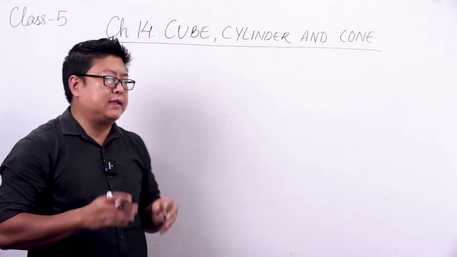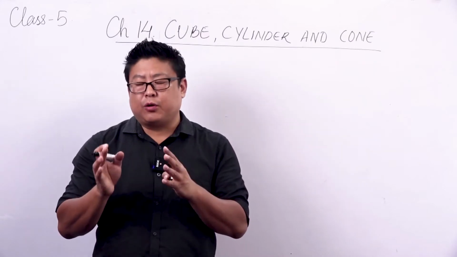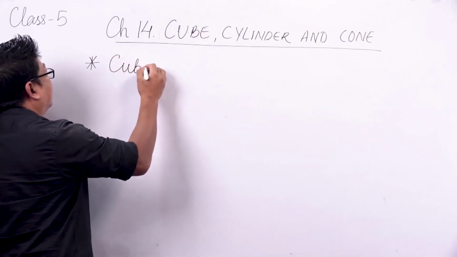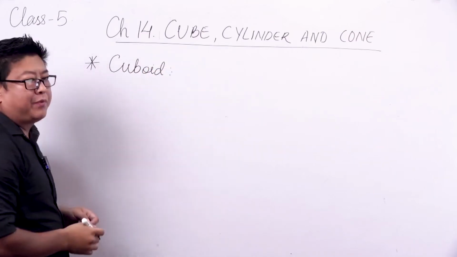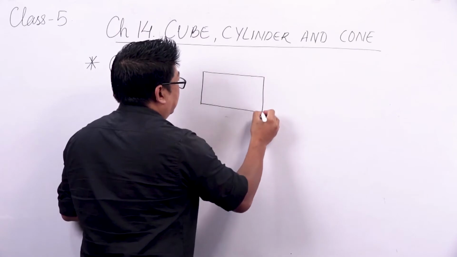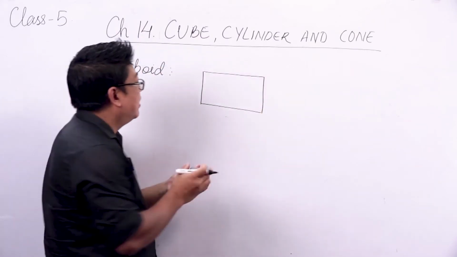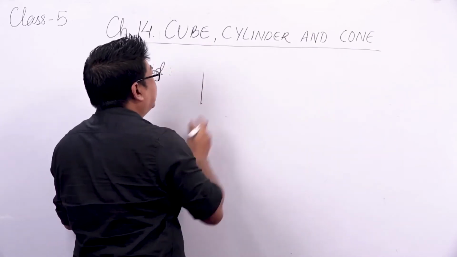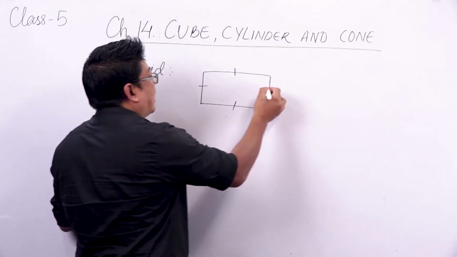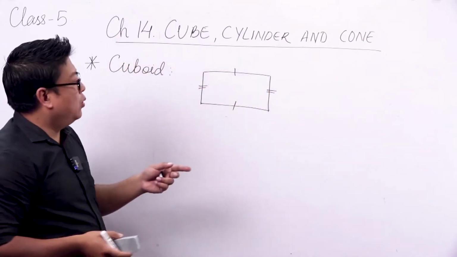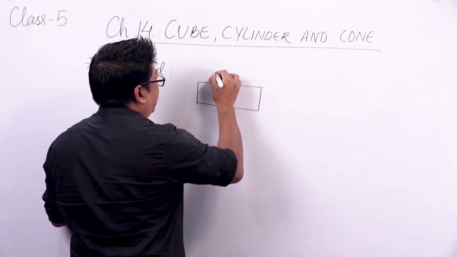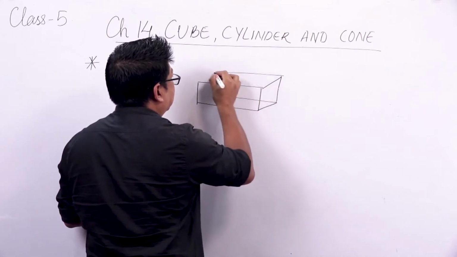Now, when we talk about solids, there are different types of solids. We will be learning about four of them today. So the first one is cuboid. All right, children? So this cuboid is something similar to a rectangle. The characteristic of a rectangle is that opposite sides are equal, isn't it? That means this and this are equal. This and this are equal. So this is something like a rectangle, but cuboids are drawn like this. They look something like this.